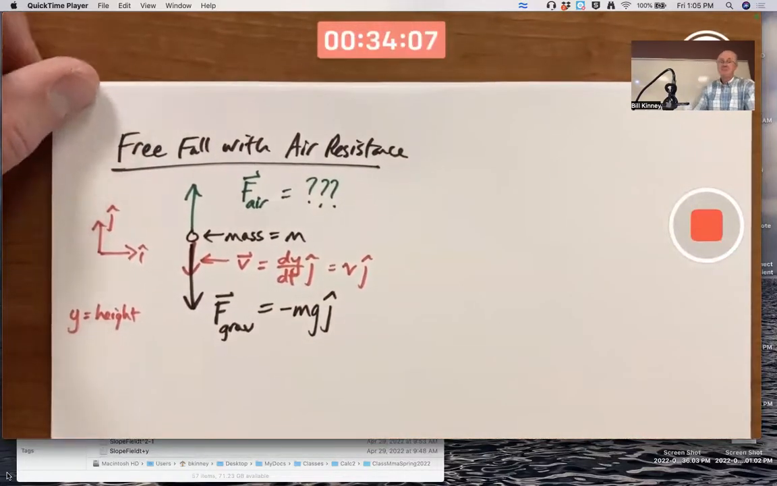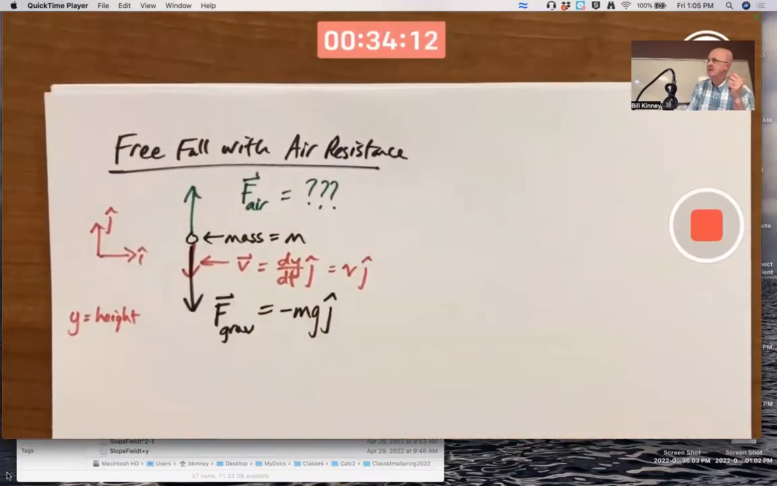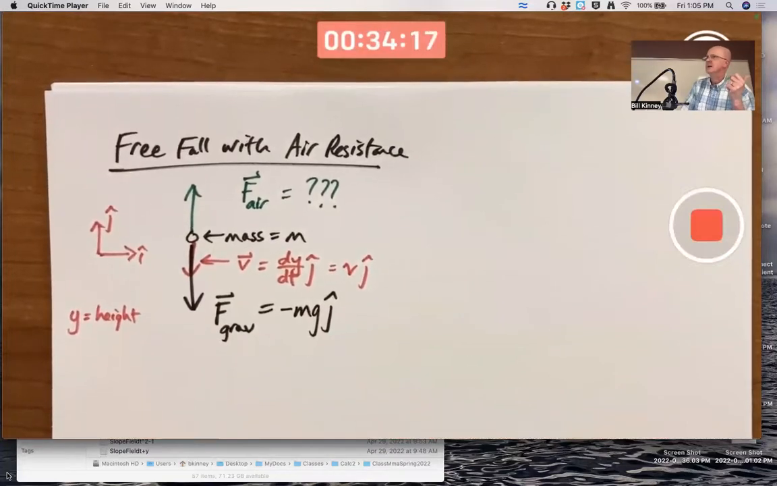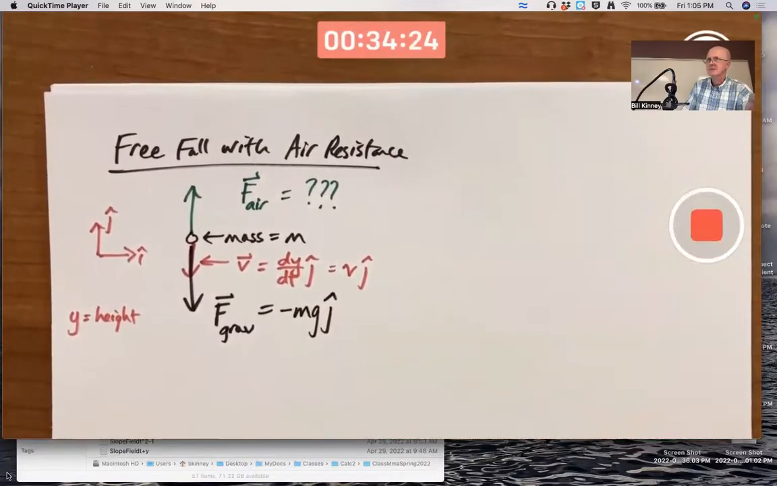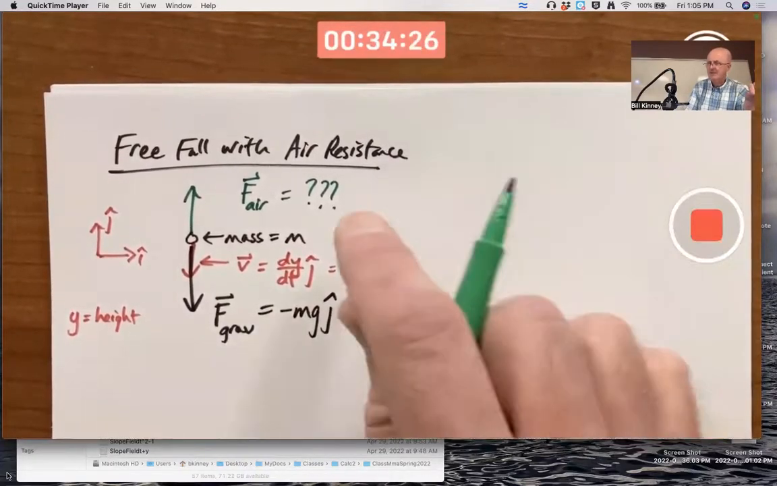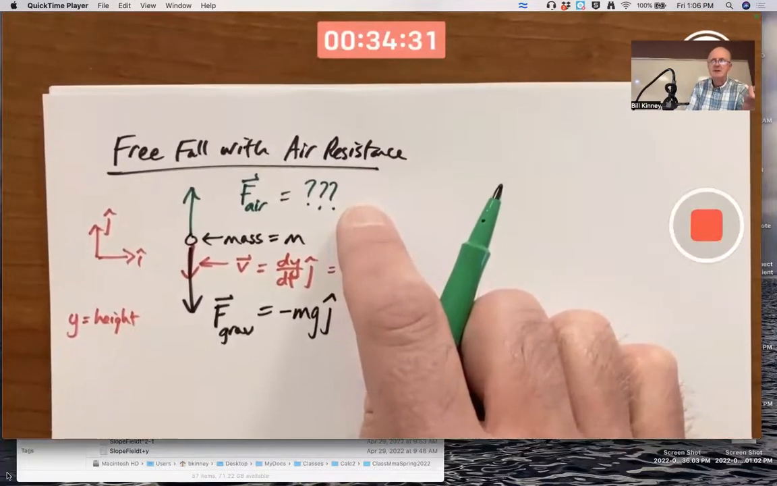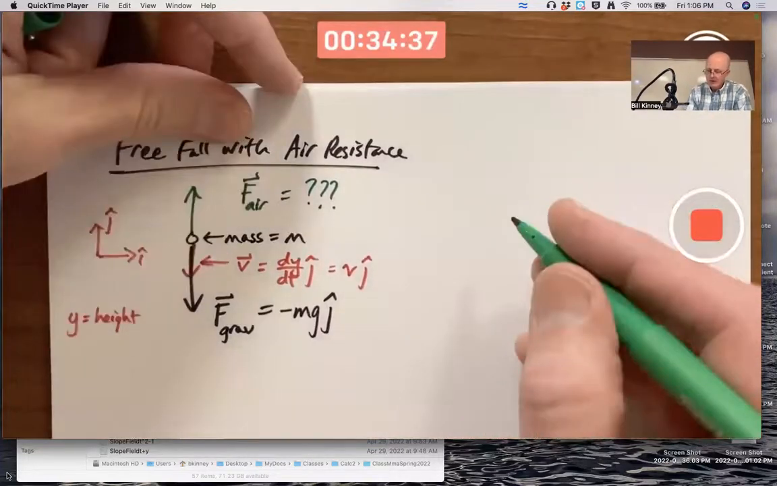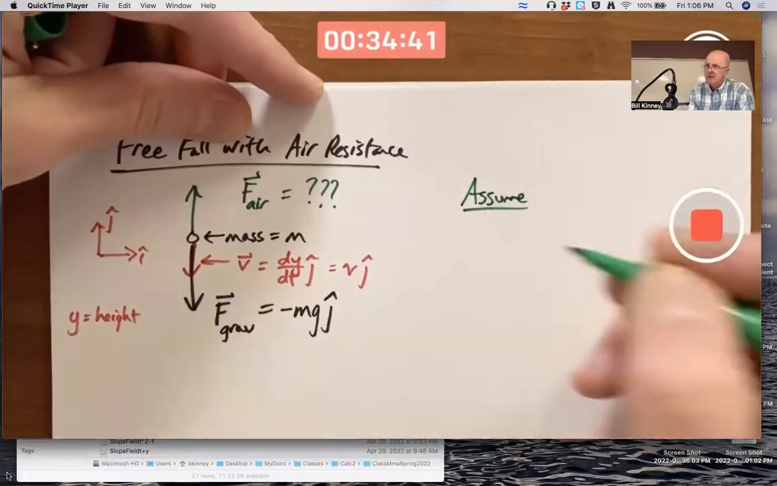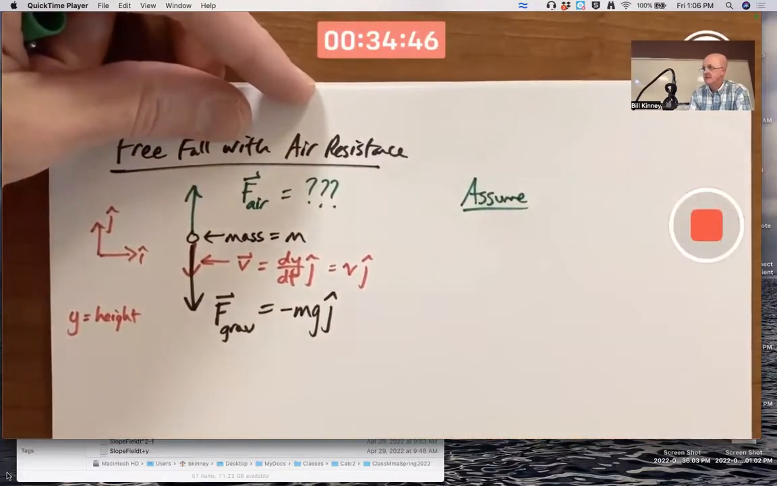In fact, the formula for the air resistance in terms of the velocity vector could be different for different objects. A rock versus a feather, for example. Make sense? It could be a different formula, a different kind of formula even. We're going to do the simplest possible model. We're going to assume that the magnitude of the air resistance force is proportional to the length of the velocity vector.